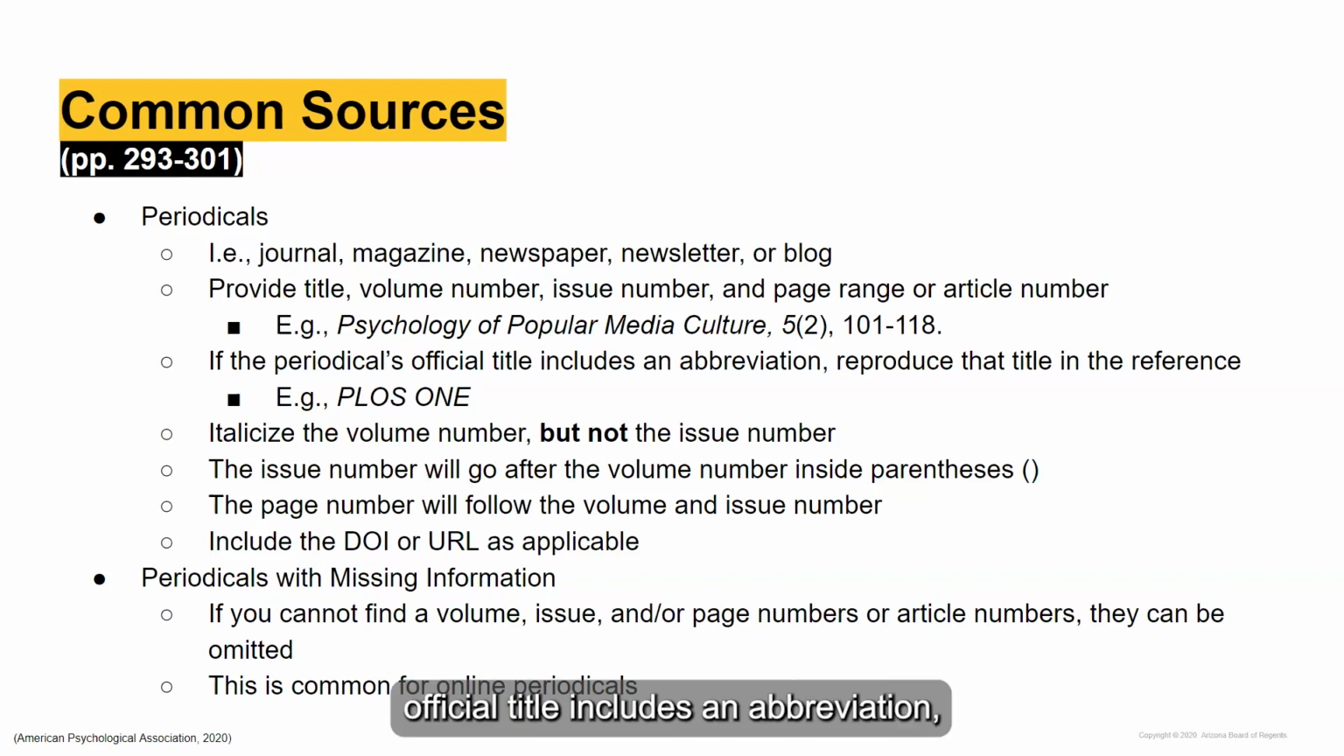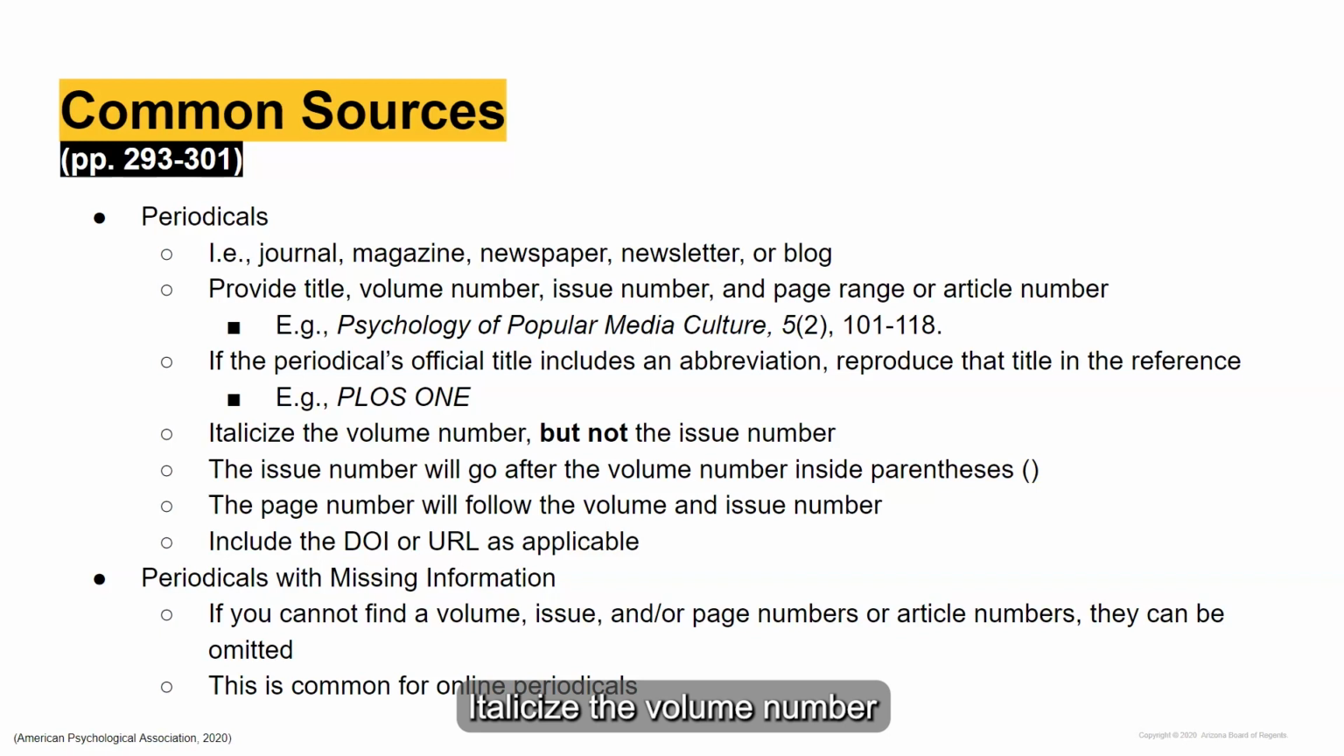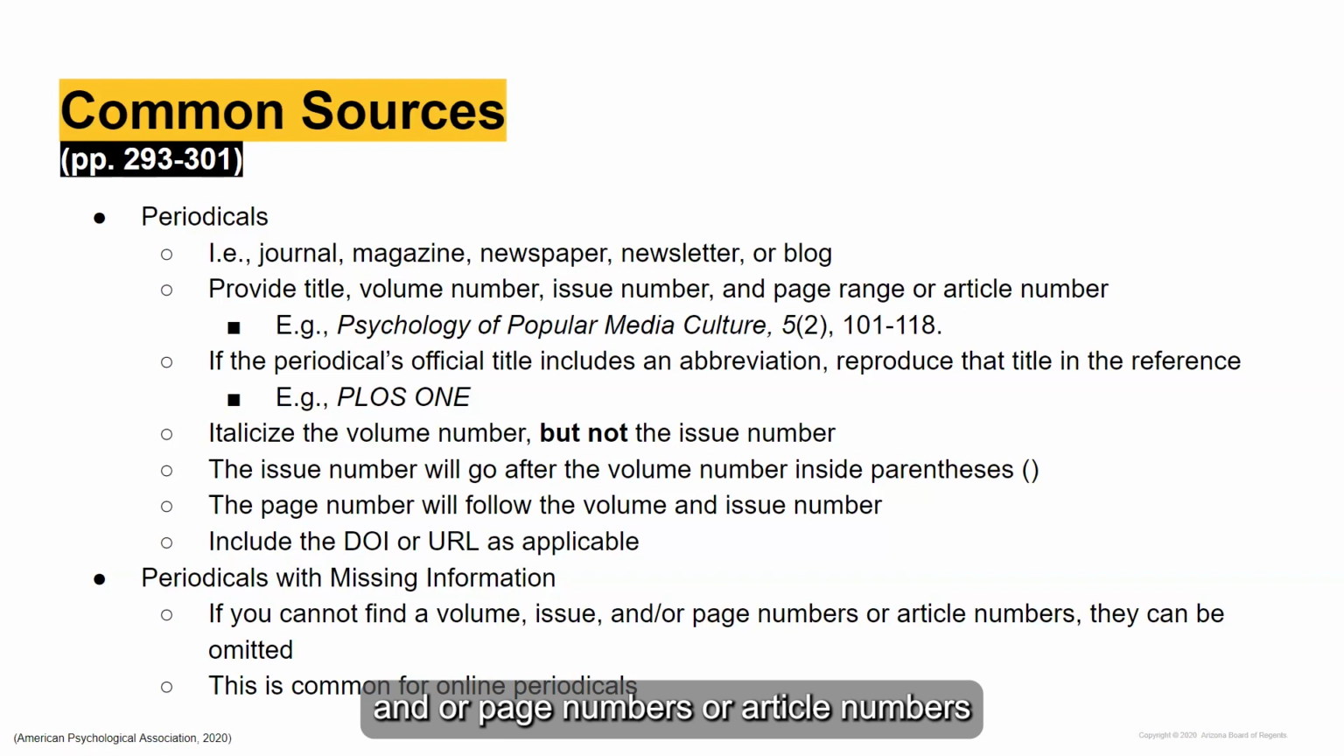If the periodical's official title includes an abbreviation, you will reproduce that title in the reference. For example, PLOS 1. Italicize the volume number, but not the issue number. The issue number will go after the volume number inside parentheses. The page number will follow the volume and issue number, and you will include the DOI or URL as applicable. If you cannot find a volume, issue, and/or page numbers or article numbers for your periodical, they can be omitted. This is more common for online periodicals.